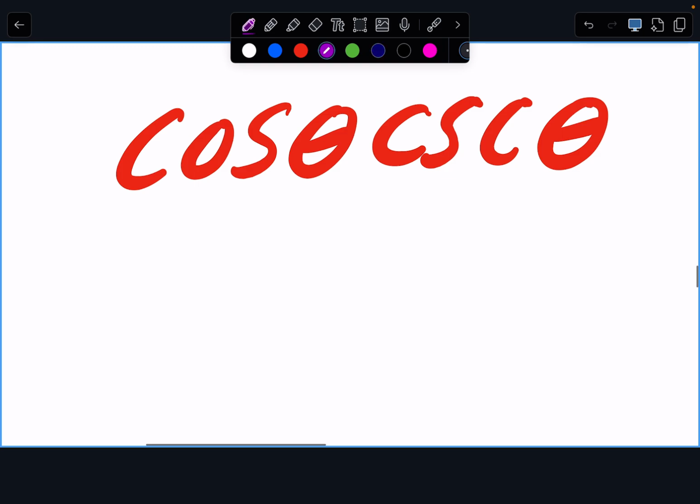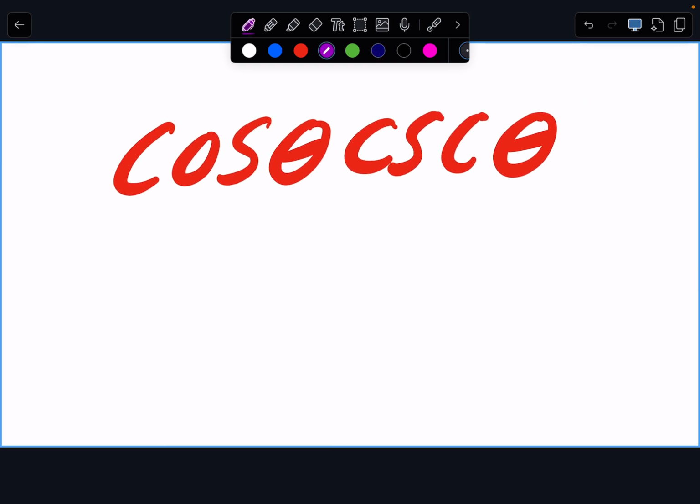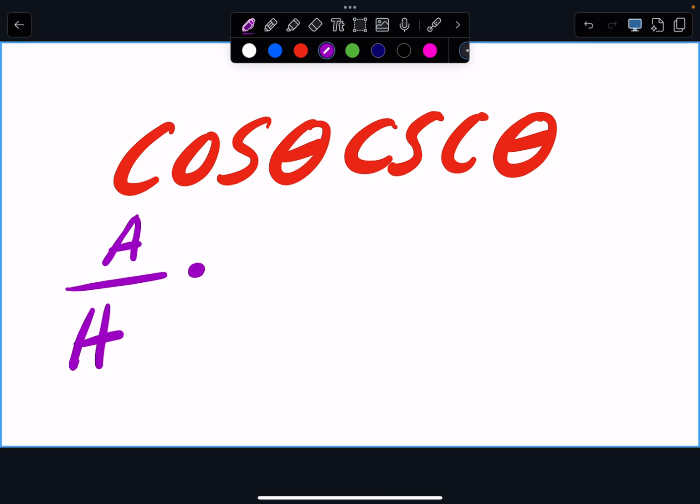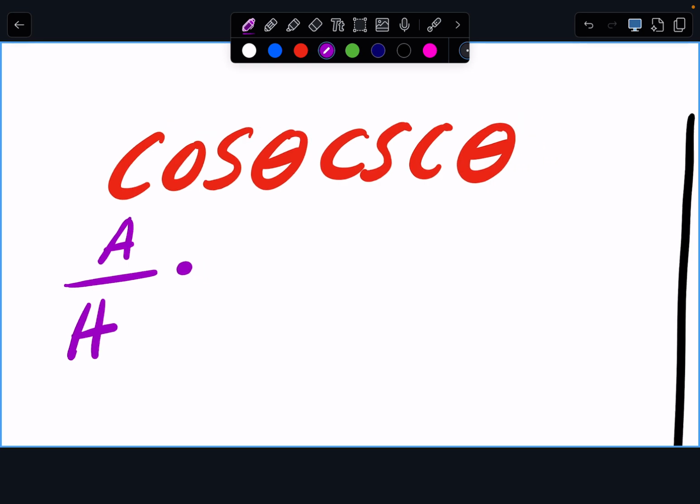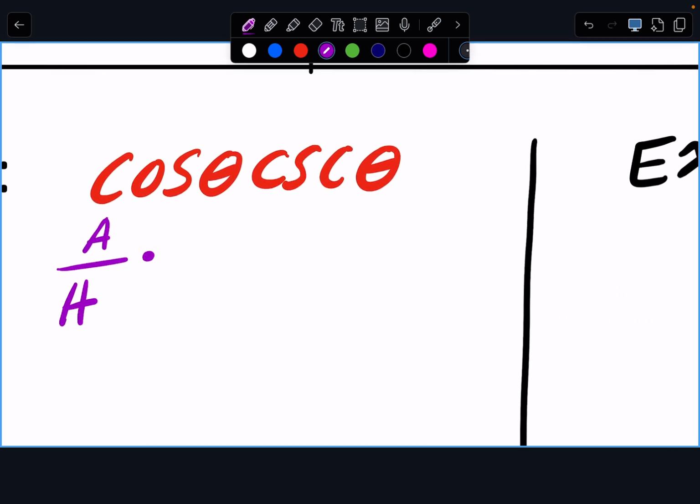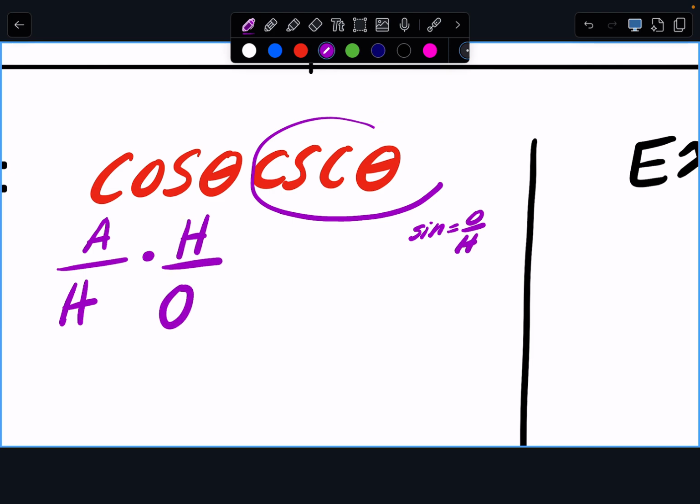Okay, once again, let's do it both ways. So cosine, what is that? A over H, and then we're timesing that to cosecant. What is that one? It is? No, it's not. Isn't it the reciprocal of sine? This one is the reciprocal of sine. Wasn't sine opposite over hypotenuse? So this would be actually H over O. True? Are you guys with me?